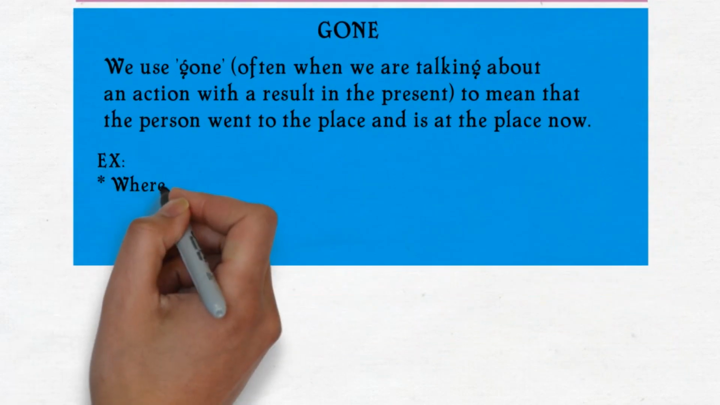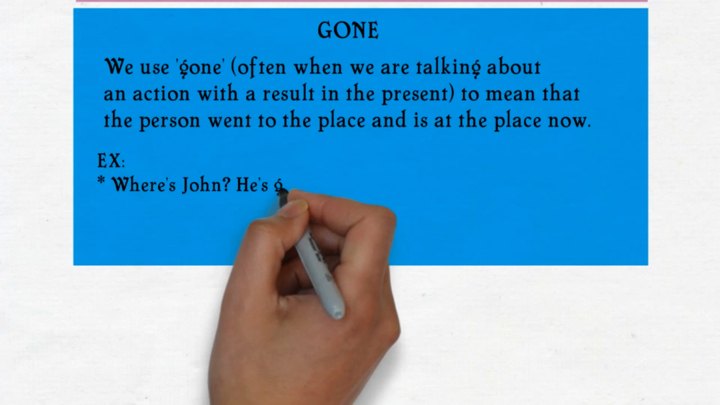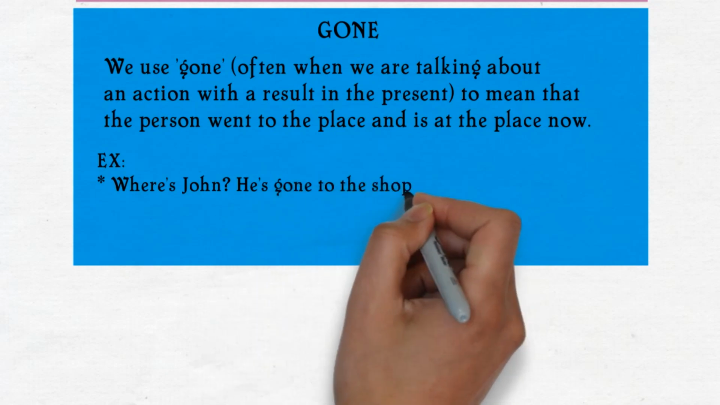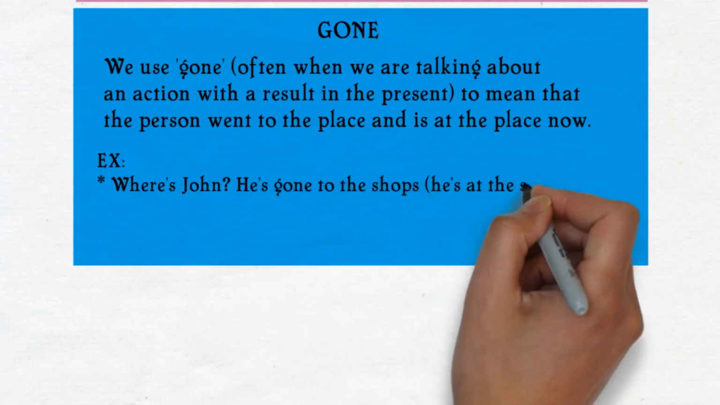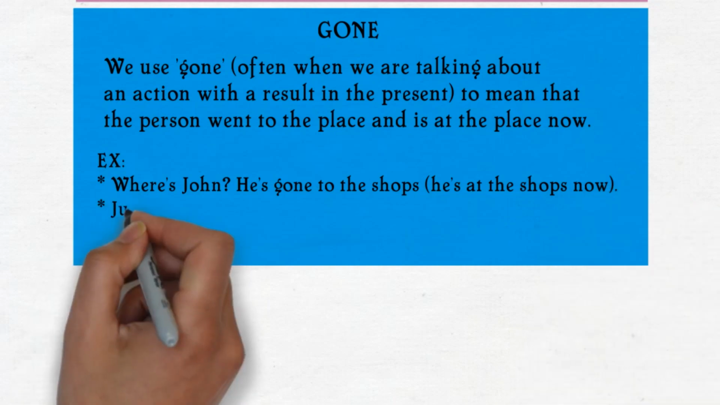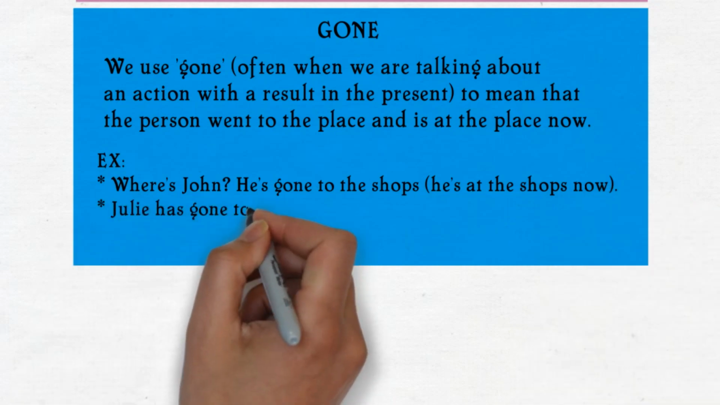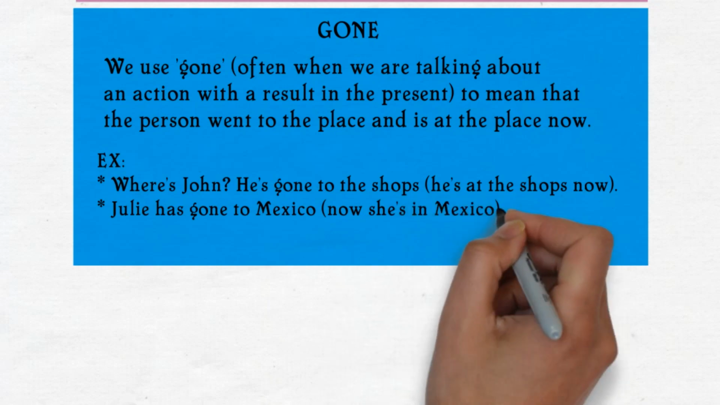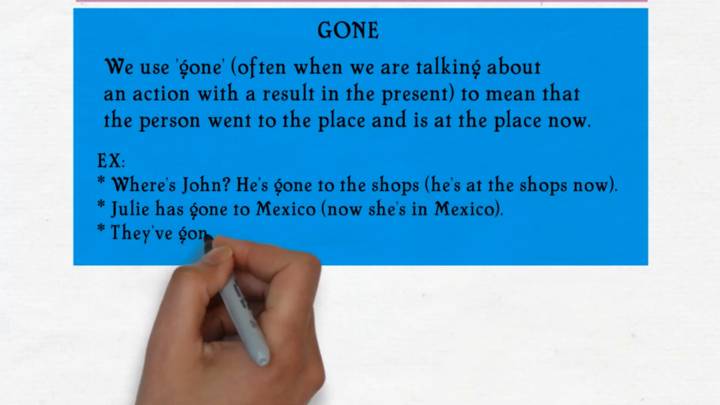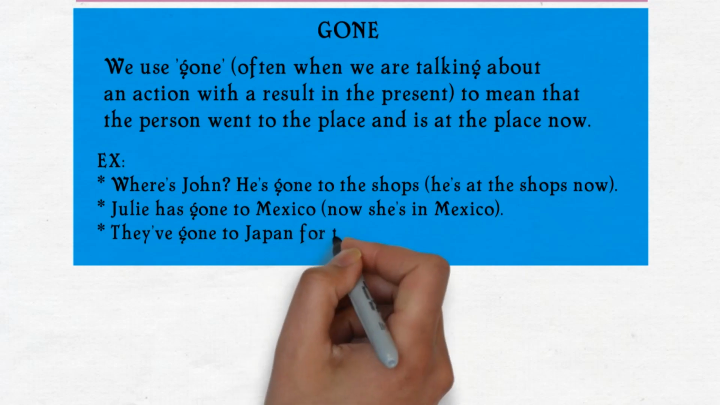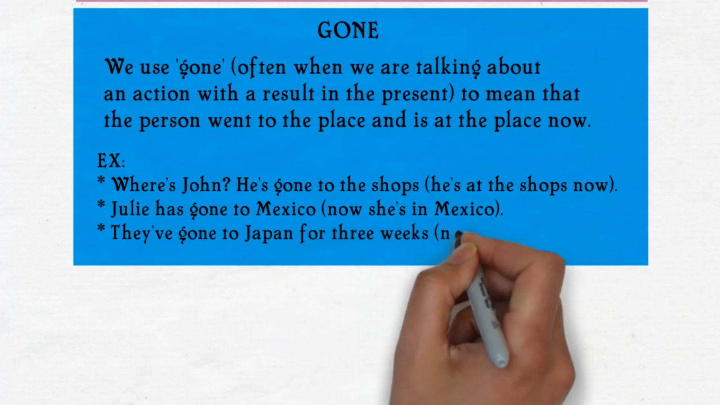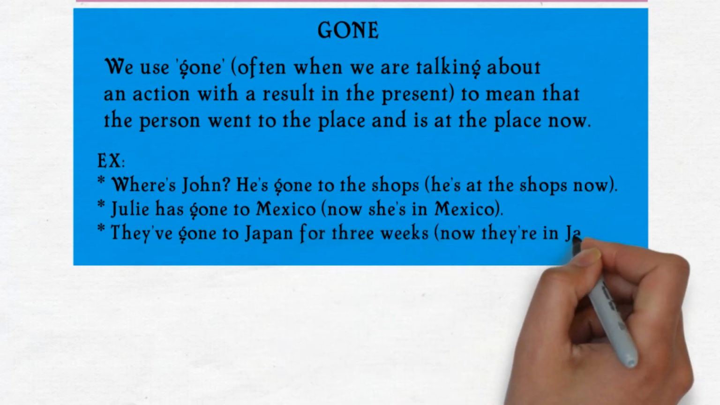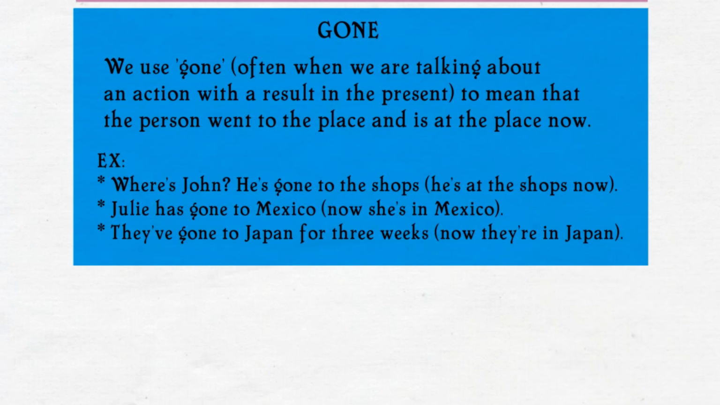Okay, here are the examples. Where is John? He's gone to the shops. He's at the shop now. Julie has gone to Mexico. Now she is in Mexico. They've gone to Japan for 3 weeks. Now they are in Japan.